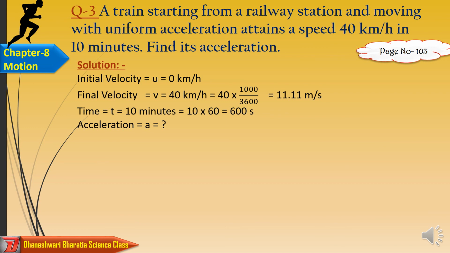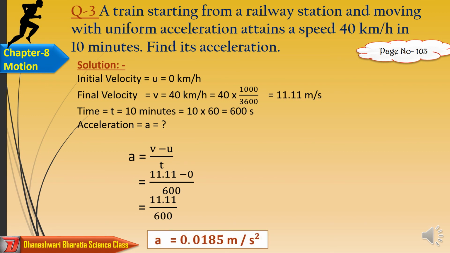Final velocity 40 km per hour has to be converted into meter per second, right? And minutes, time which is given in minutes, it has to be converted into seconds. Am I clear? Now use the formula and substitute the value. Final velocity will be... 0.0185 meter per second square. It is positive. Why? Because it is uniform acceleration, and we know in uniform acceleration the velocity increases. Am I clear?